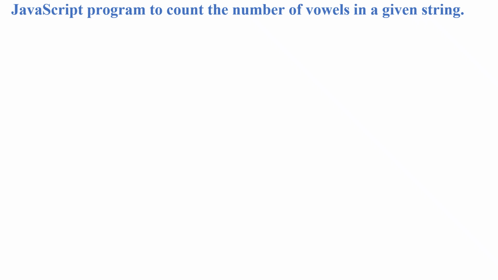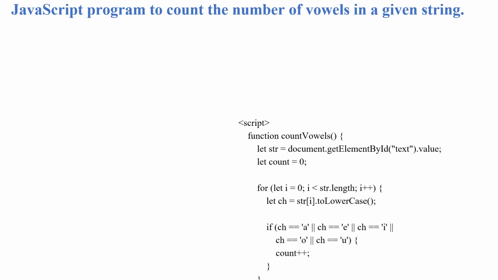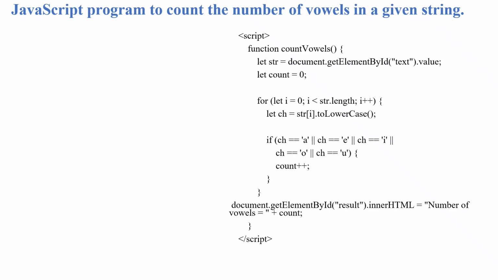The next program is to count the number of vowels in a given string. If you enter any string, we need to take the count of how many vowels appear. The logic of the code is again written in the script. The name of the function here is countVowel. Whatever value we enter in the input field is converted to text and assigned as a string.